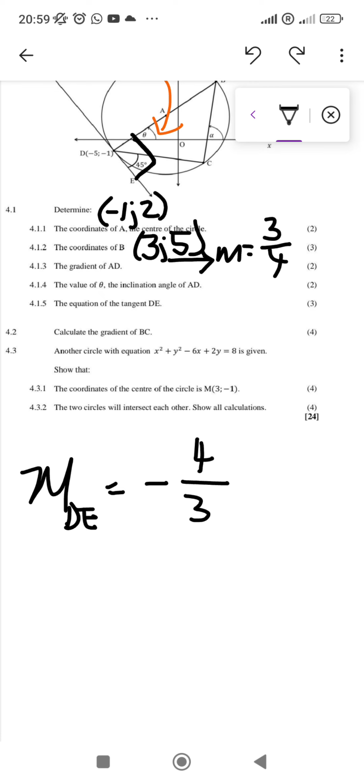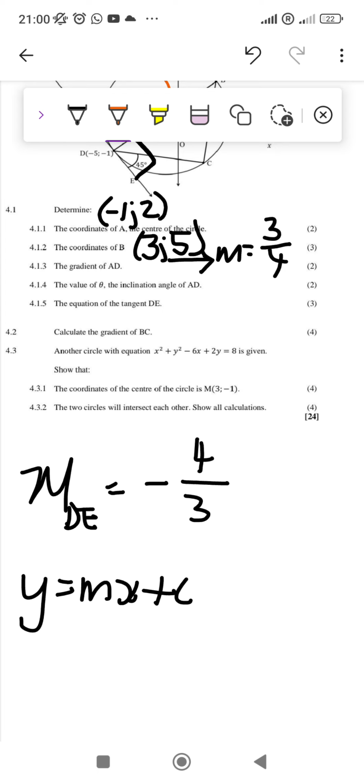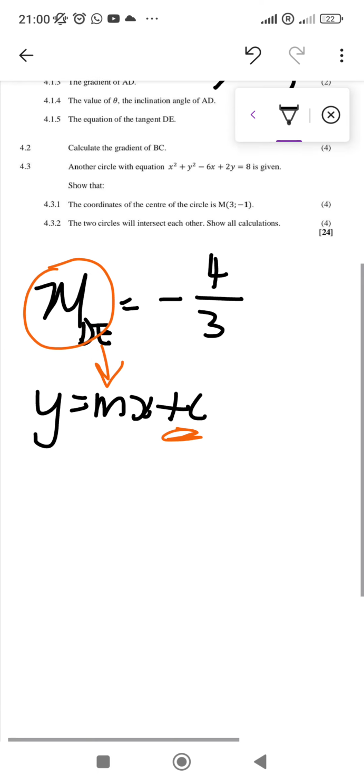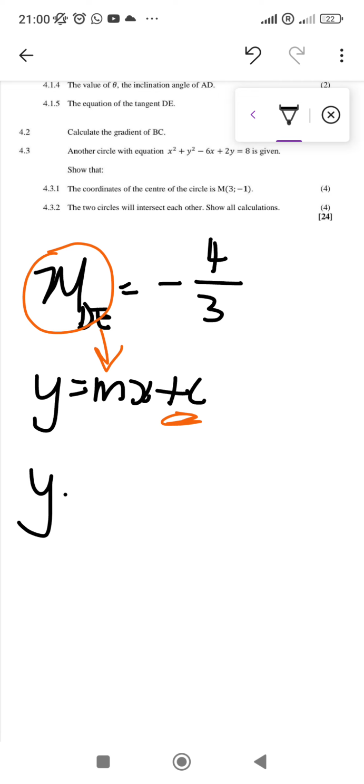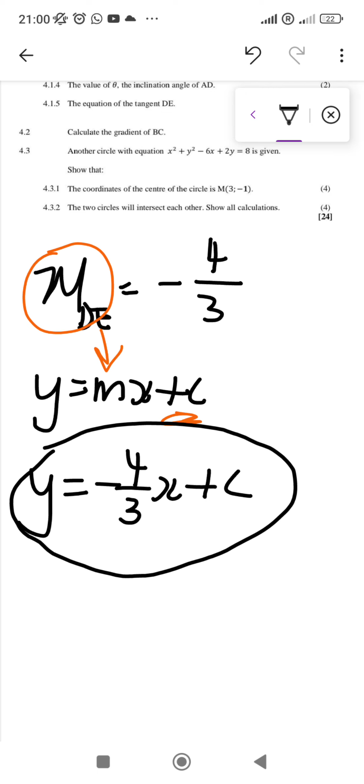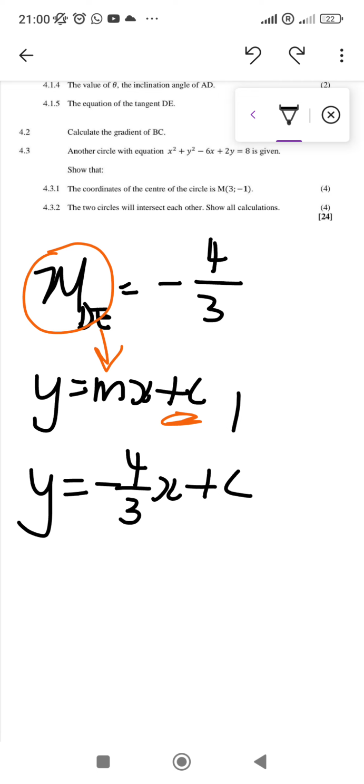The equation of a tangent, or the equation of a straight line, is y equals mx plus c. All right, we've already got m. We spoke about that a second ago. We still need to find c. So let's rewrite this with m in place. So y is equal to minus 4 over 3 x plus c. This equation has how many unknowns? One unknown, right? c is the only unknown.